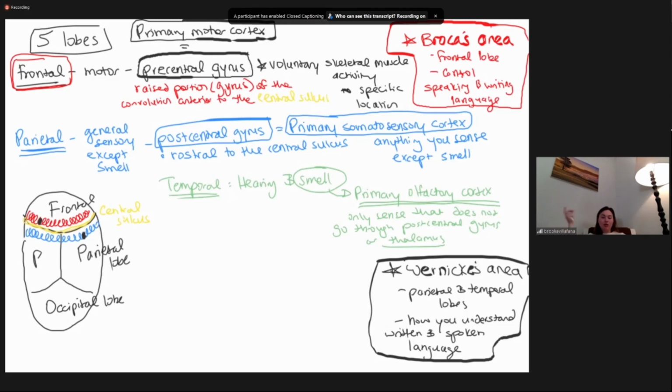Does that make sense? So you need to have both functioning to properly speak. Wernicke's, how you hear it and understand it. Broca's, how you actually speak it, the action of speaking. So those two are important to know. So we had our frontal lobe, our parietal lobe, our temporal lobe, and then we have our occipital lobe. Occipital.